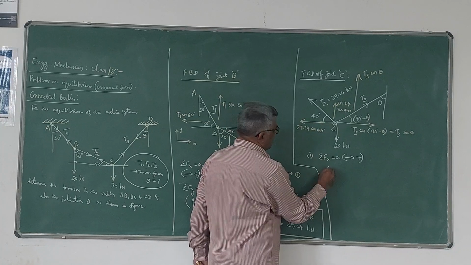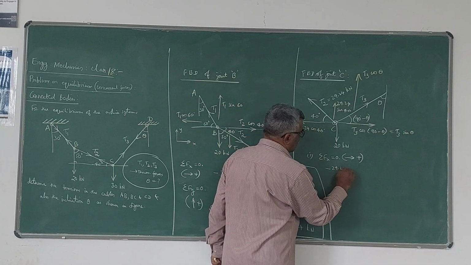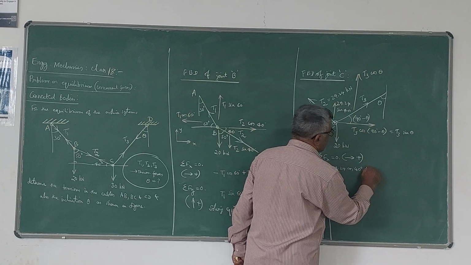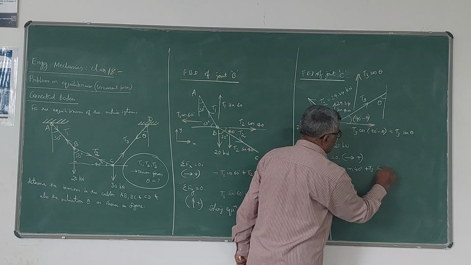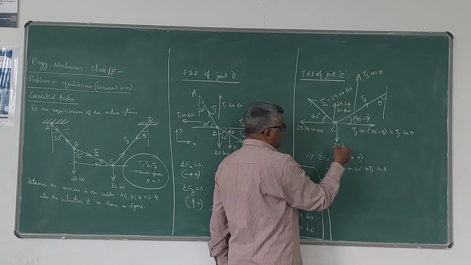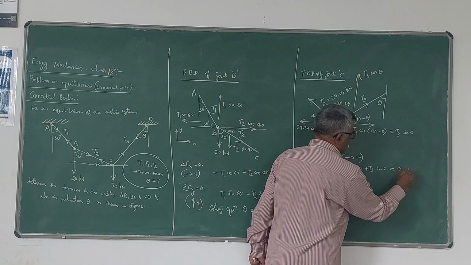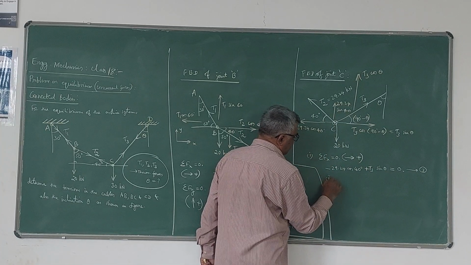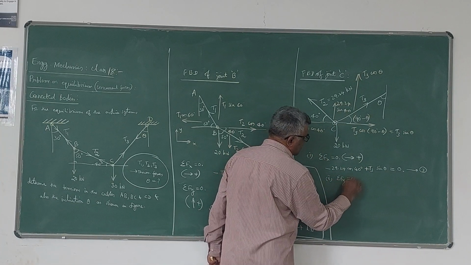So this is negative, minus 29.24 cos 40 degrees. This becomes positive, that is plus T3 sin theta, and this doesn't have any horizontal component, therefore it is equal to 0. This is equation 3. Next, equation 4 will be sigma Fy is equal to 0 at joint C.